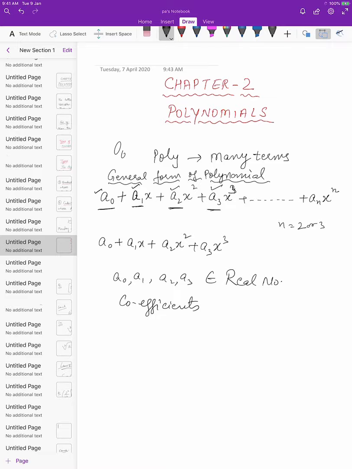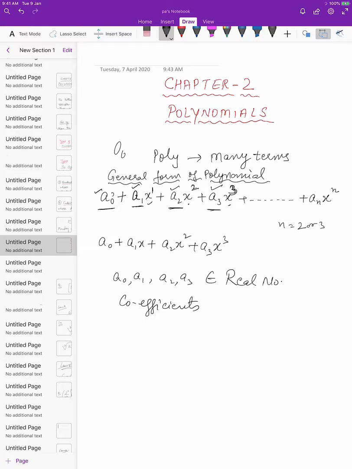Now just look at the power of the variable. Here the variable involved is x. Look at the power of the variable in this term. Nothing is written, which means this power is 1. In this term, the power is 2. In this term, the power is 3, and so on. And in the first term, there is no power of x available.